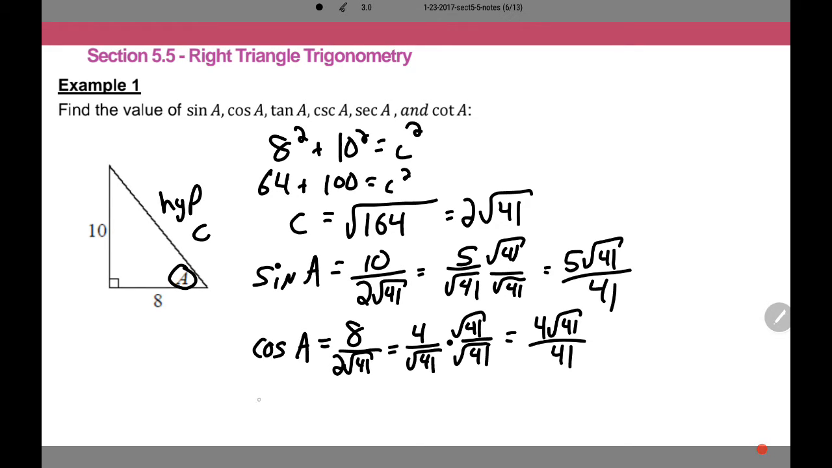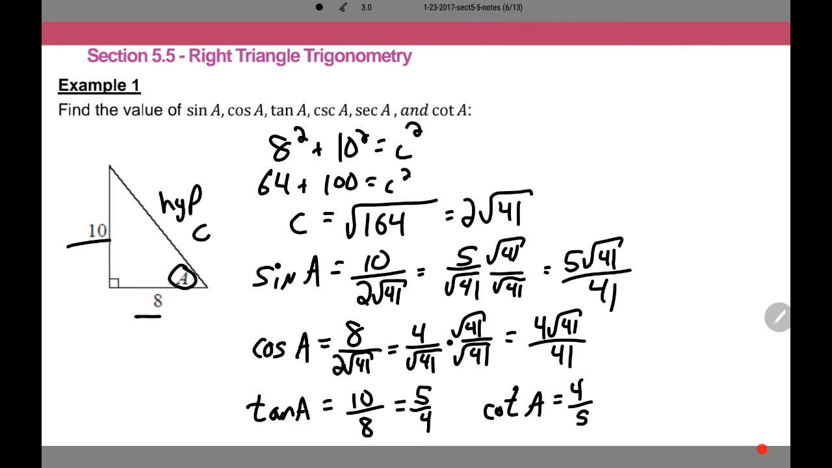Our tangent, which before we had to do sine over cosine on some of the problems here, we can just do 10 over 8, which is 5 over 4. If we put these two sine and cosine values together, we would end up getting that, but it's just easier to use your right triangle. Your cotangent is just the reciprocal of 5/4. That's what I meant to say. So that's 4/5.